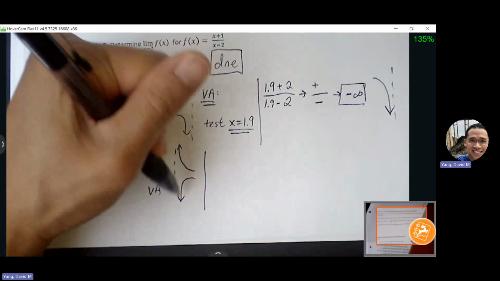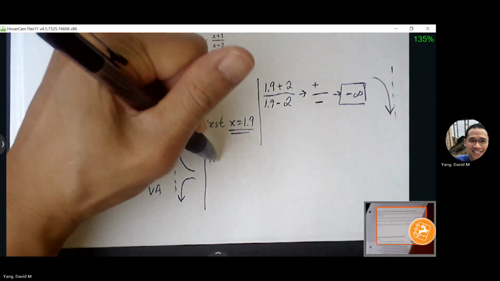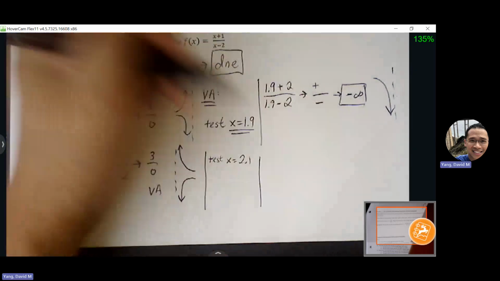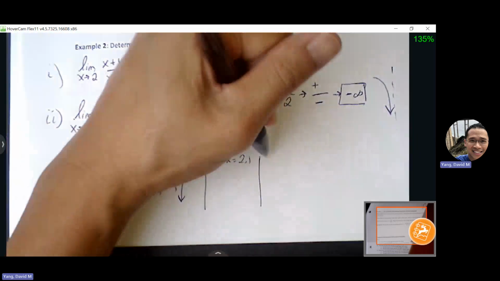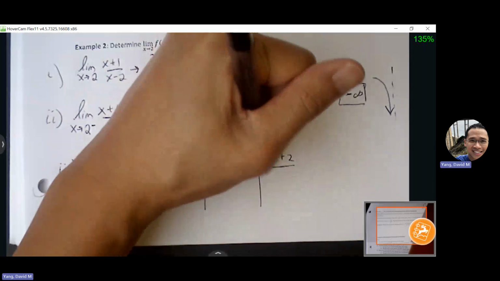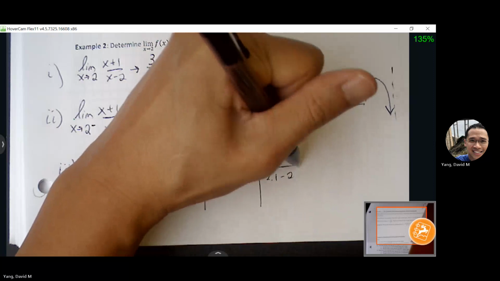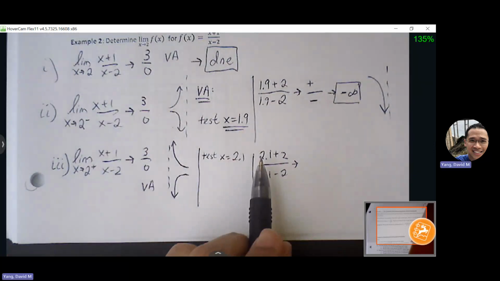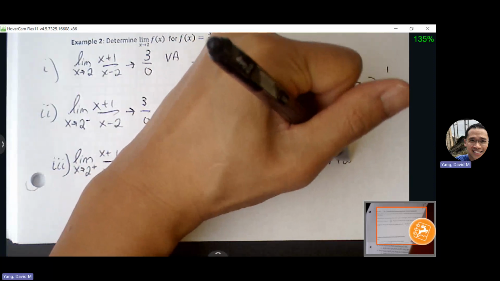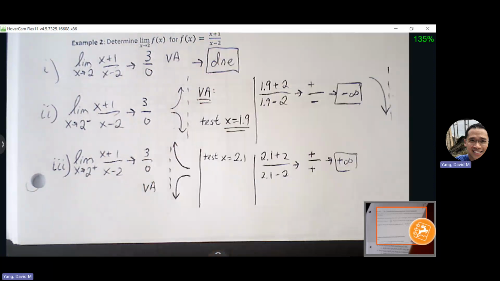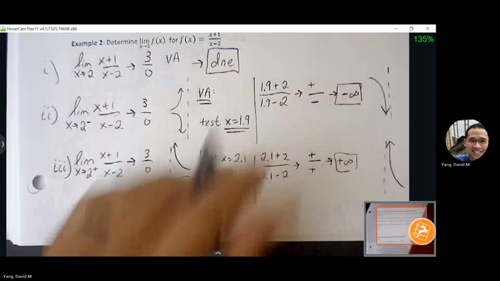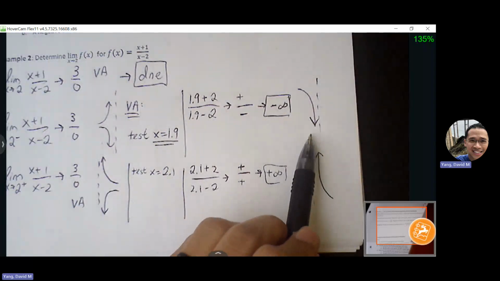So now that we're down to 2 options, what can we test? 2.1, just within the tenth. And don't worry about trying to get a numeric answer. All we care about is what the signs are once we plug in. All right, numerator is positive, denominator is positive, and so therefore positive. Okay, so the graph looks something like this. So the left is negative infinity, the right is positive infinity.